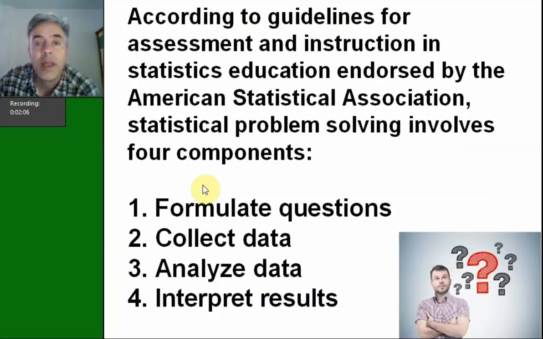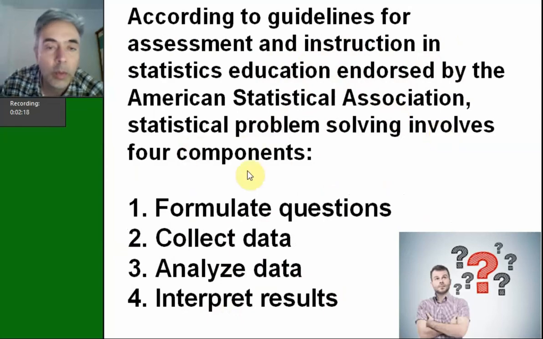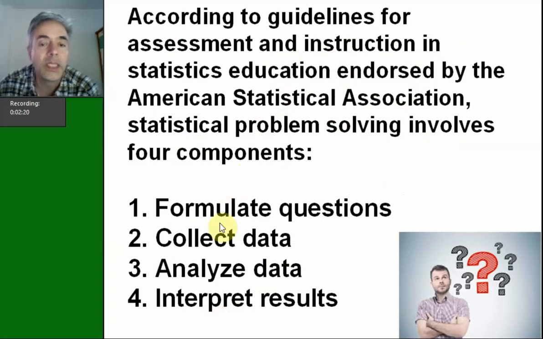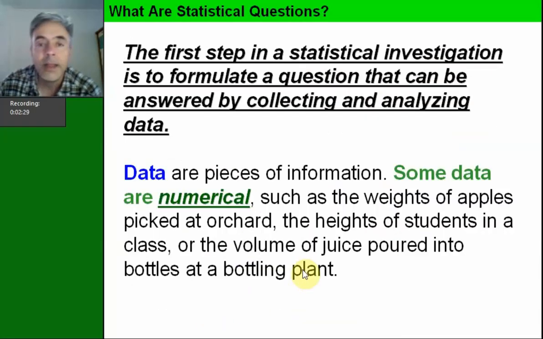questions. According to guidelines for assessment and instruction in statistics education endorsed by the American Statistical Association, statistical problem solving involves four components. Let's talk about those four components, and they are: formulate a question, collect data, analyze data, and interpret the results. So the first step in a statistical investigation is to formulate a question that can be answered by collecting and analyzing data. So data are pieces of information, and some data are numerical.